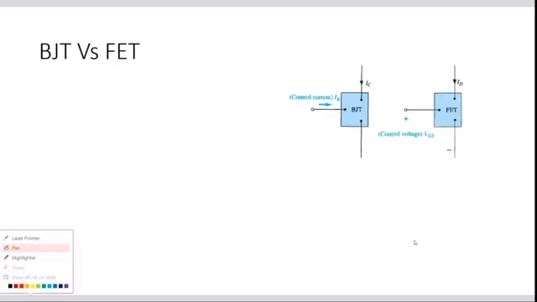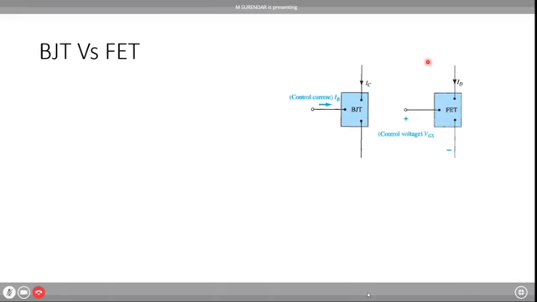Okay, and here you can see for the BJT, the control current. So I will take the laser pointer. Yeah, the control current IB is going to control the BJT. Whether the transistor should remain on or off, that will be decided by the control current IB, that is the base current IB. Whereas here it is controlled by the voltage VGS, that is between the gate and the source.